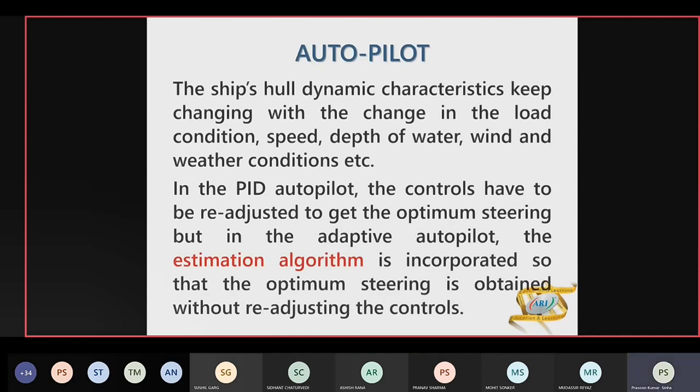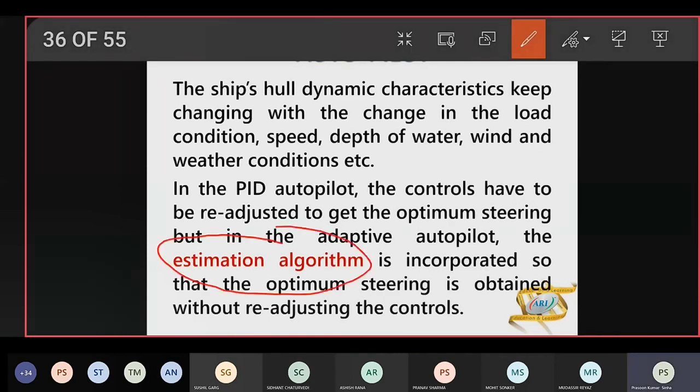So what we call is the estimation algorithm. Because of this, all the controls are readjusted automatically. Not by you, but by the system. So optimum steering is obtained without you changing any setting. Why? Because the settings are changed by the autopilot itself.